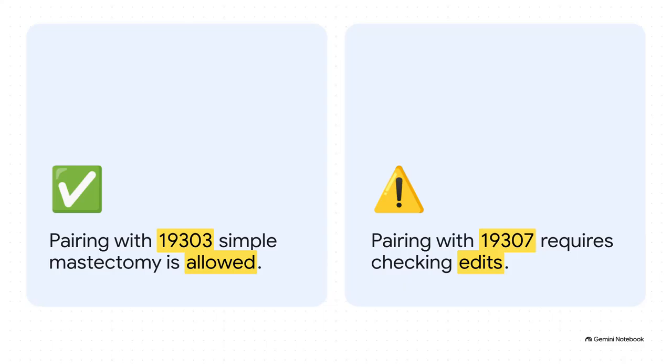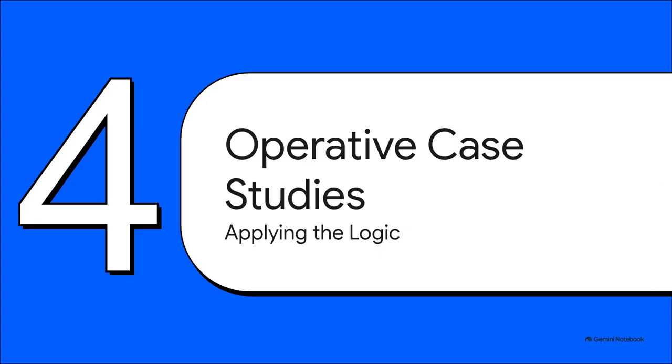You also need to be super cautious when you're utilizing the radioactive tracer or dye injection add-on code for sentinel node mapping. Tracking sentinel nodes is incredibly common, but you've got to check your NCCI edits. The guidelines dictate very specific edit differences when pairing these injections with a simple mastectomy, 19303, versus a code like 19307, which fundamentally already includes comprehensive node removal. Always verify your bundles. Let's put this into practice.